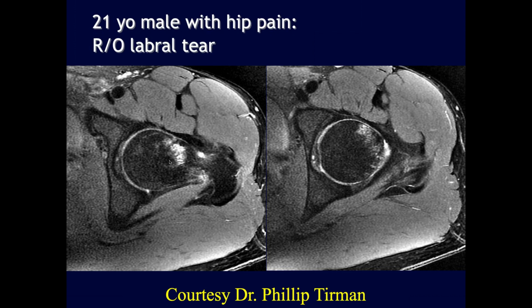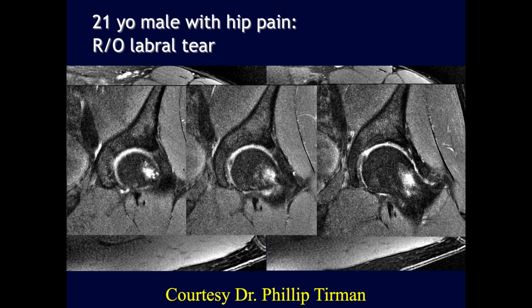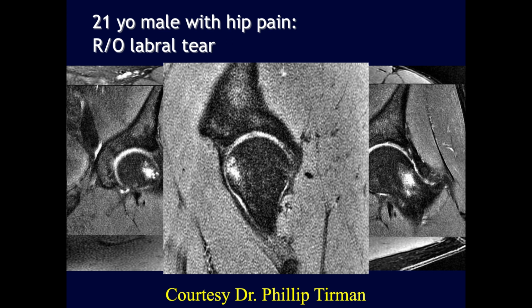So this is a 21-year-old male with hip pain, rule out labral tear. Here's another example where we can see that marrow edema along the anterior superior femoral head and neck junction. And there may be some early osseous remodeling on the first image. It looks like there may be some slight outward convexity. This could be associated with repetitive microtrauma or impaction injury.